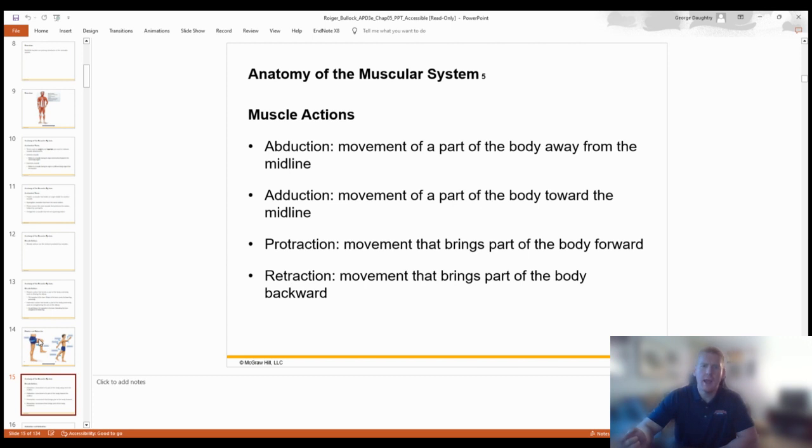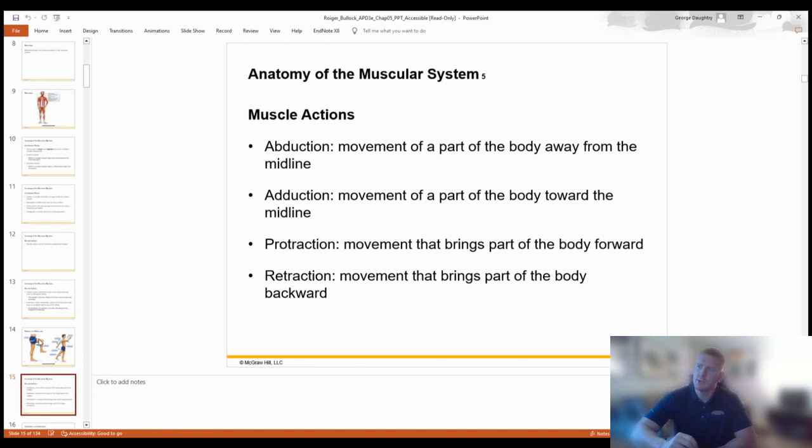So very important. Abduction and adduction are reserved for the frontal plane. Flexion and extension is the sagittal plane, and abduction and adduction is the frontal plane. So try not to describe abduction of the hip as flexion. That's abduction. Why is it abduction? Because we're moving in the frontal plane.